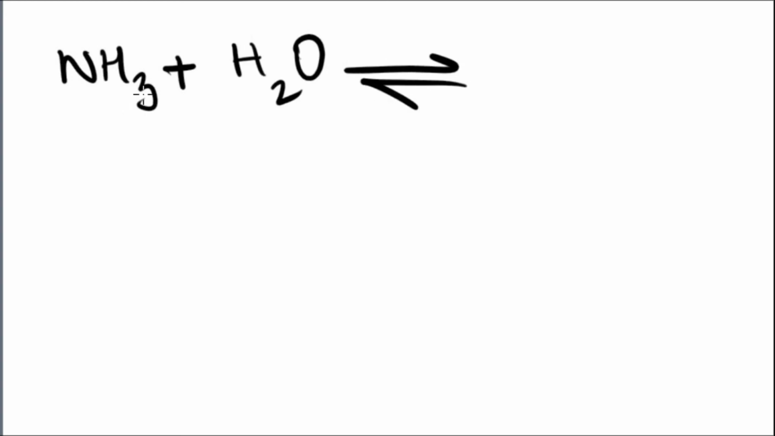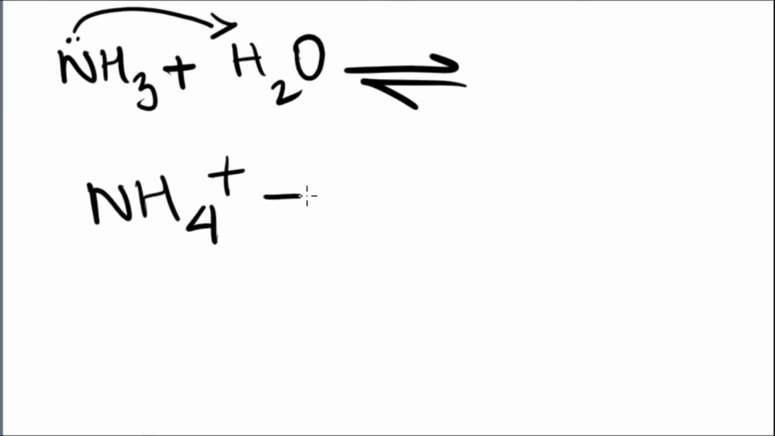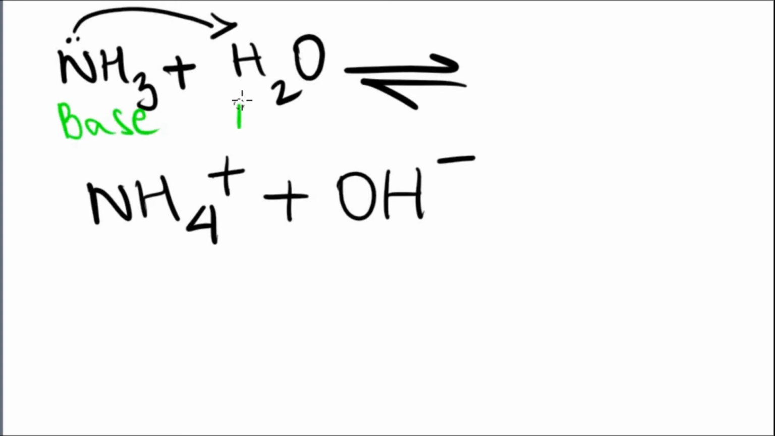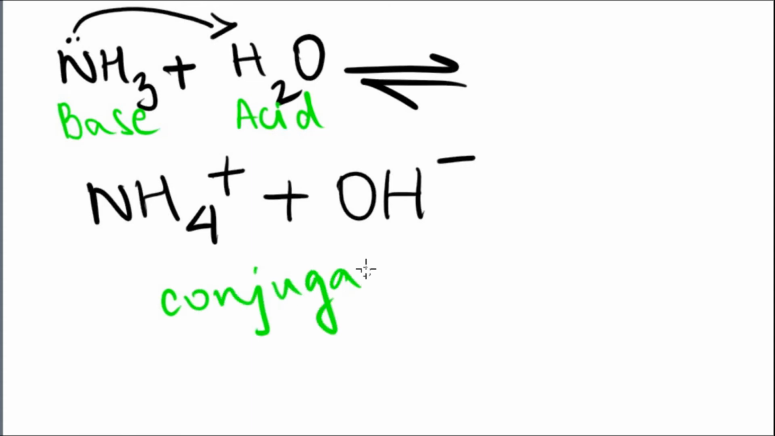So for example, we take ammonia and we react it with water. We see that ammonia, nitrogen, has a lone pair of electrons, and it donates these electrons to the water. So the base here will be ammonia because it's the electron donor, and water will be the acid. And then you have the conjugate acid, which is the ammonium ion, and the conjugate base, which is the hydroxide ion.